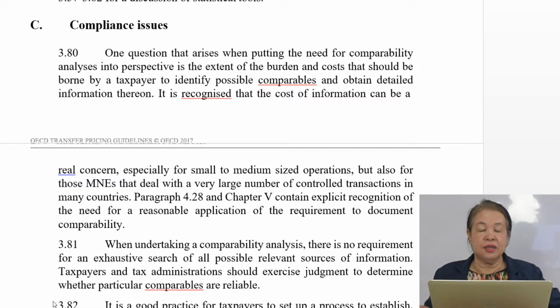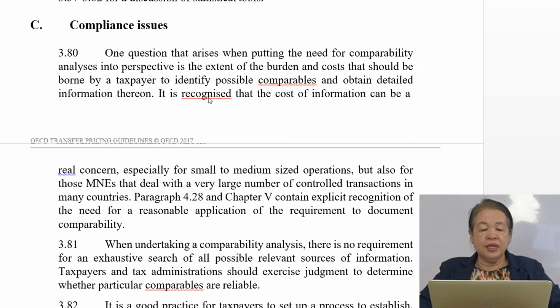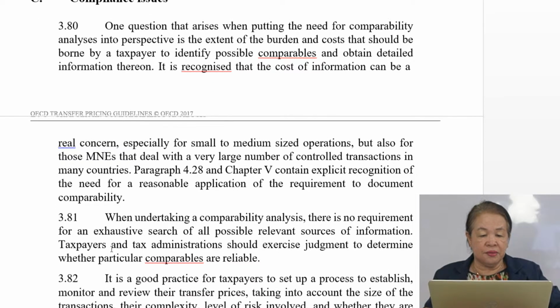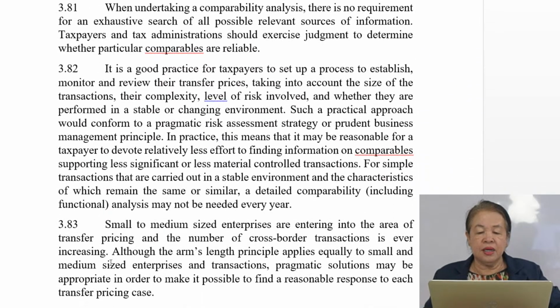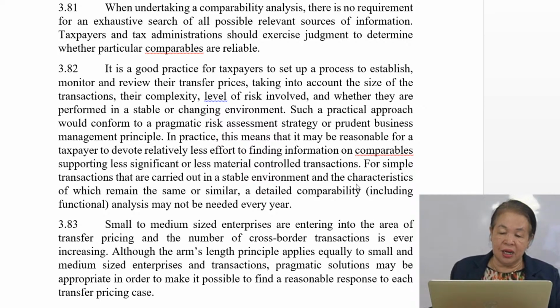So when I studied transfer pricing, the OECD told us to tell our clients to invest in documentation. When undertaking a comparability analysis, there is no requirement for an exhaustive search of all possible relevant sources of information. Taxpayers and tax administration should exercise judgment to determine whether particular comparables are reliable. So it depends on the skills, knowledge, and wisdom of the transfer pricing analyst.